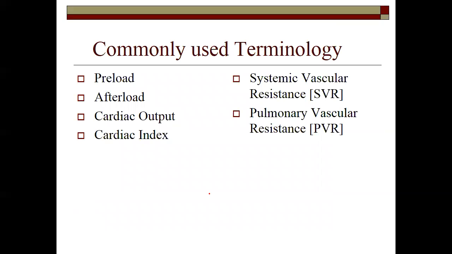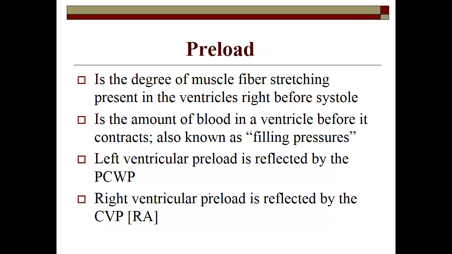I'm not going to insult your intelligence about what these are. We're going to talk about them a little bit, but preload is the degree of muscle stretch present in each ventricle before systole, or the amount of blood in the ventricle before it contracts, also known as a filling pressure. Left ventricular preload we measure with pulmonary capillary wedge pressure. Right ventricular preload is what we call the central venous pressure, or the RA pressure, right atrial pressure.